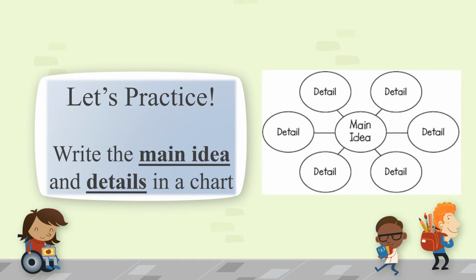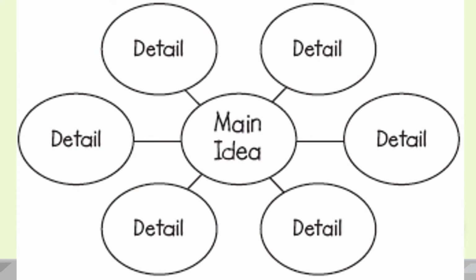So now let's practice. We'll write the main idea and details in a chart. So you see in this chart, we have the main idea we'll put in the middle, and then there's room for details in the circles that are surrounding the main idea. There are a lot of different ways you could do a main idea and details chart. I like this one because it has the main idea in the middle, and that reminds me that the main idea is what the text is mostly about.